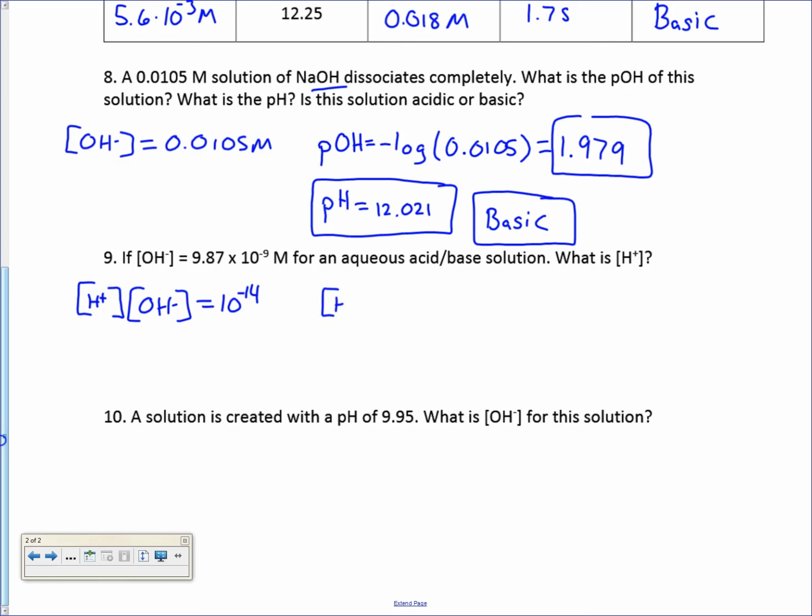So in this case, the concentration of H plus equals 10 to the negative 14 divided by 9.87 times 10 to the negative 9. All right, and try to use your EE key there on the bottom in the denominator, or use parentheses to keep it together, one of those two. And you get 1.01 times 10 to the negative 6th molar for the concentration.